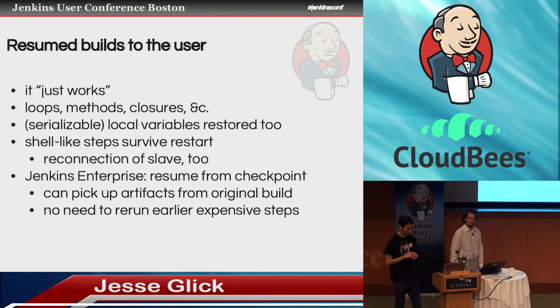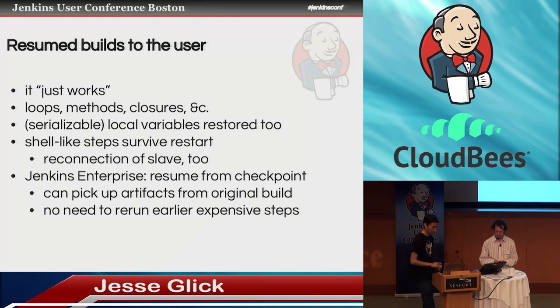And a feature that we're currently scheduling to add to Jenkins Enterprise is that, in addition to being able to have the flow survive a restart of Jenkins, you can also have it resume from a particular checkpoint. You can declare checkpoints in your code that say, this is a safe point, I've done a whole bunch of valuable work that I don't want thrown away. And then if something goes haywire after this point, I can just restart from this point and save a lot of time.